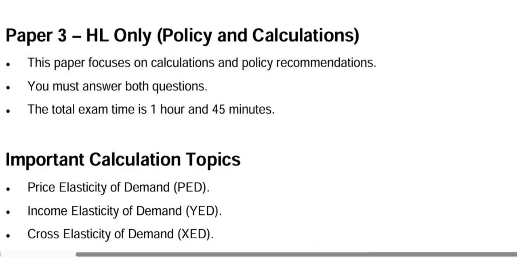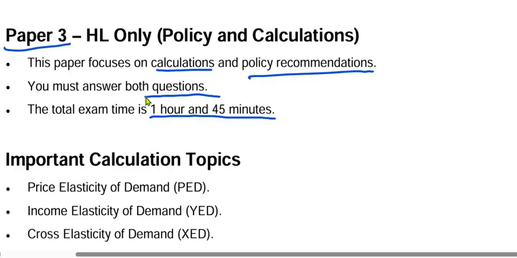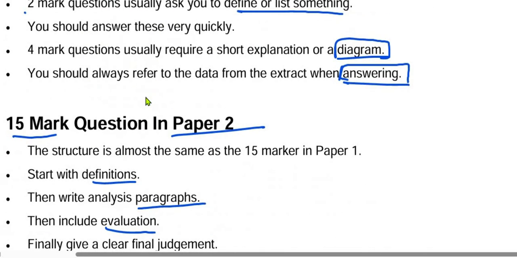Now for HL students, there is paper 3. The main focus of paper 3 is calculations and policy recommendations. We must answer both questions, all of the questions which are given, and the time for paper 3 is 1 hour and 45 minutes, which is also the time for paper 2, 1 hour and 45 minutes.